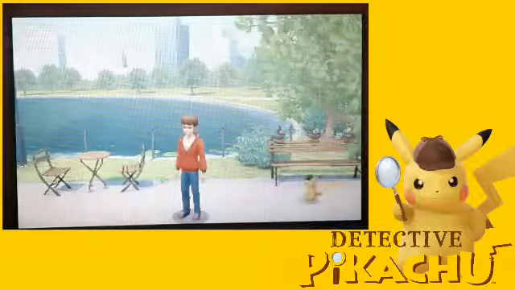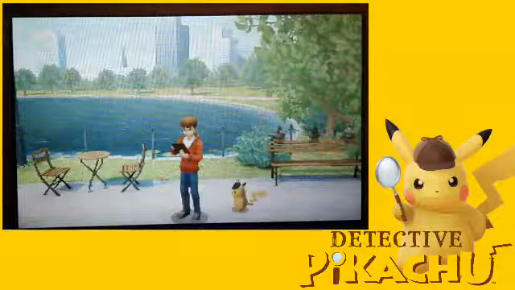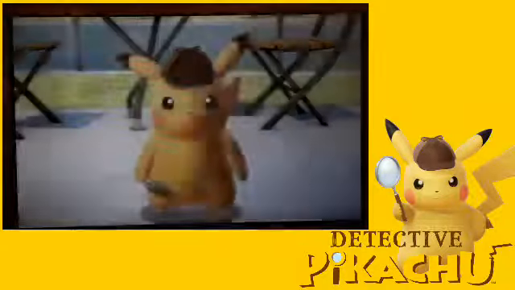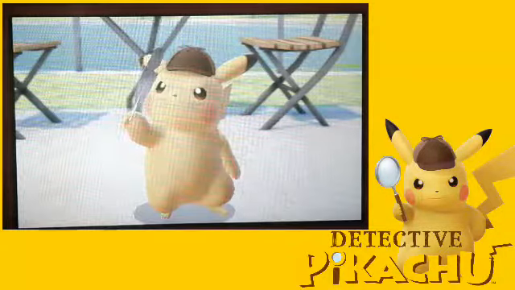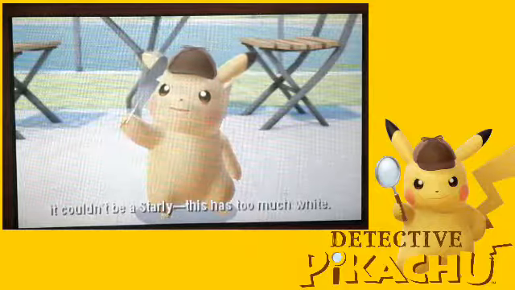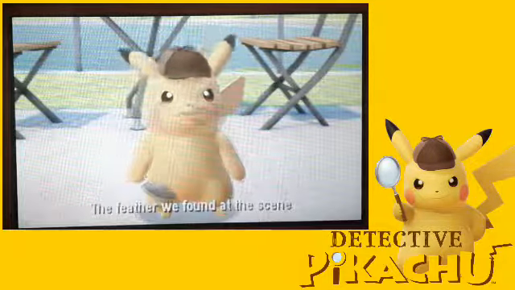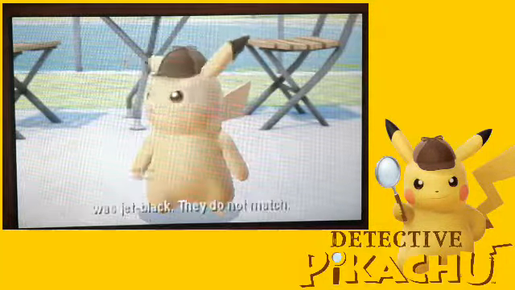I don't really care what happened. Is that it? Couldn't be a starling. This is too much white. The feather we found at the scene was jet black. They do not match.